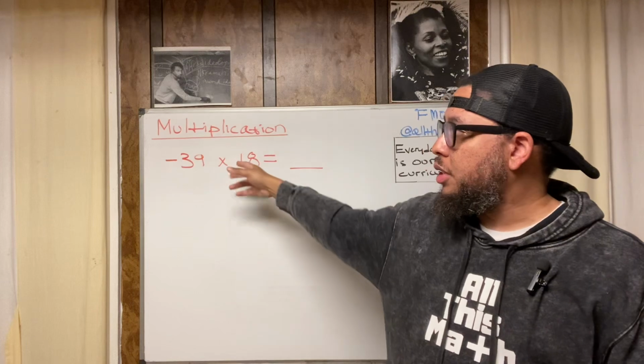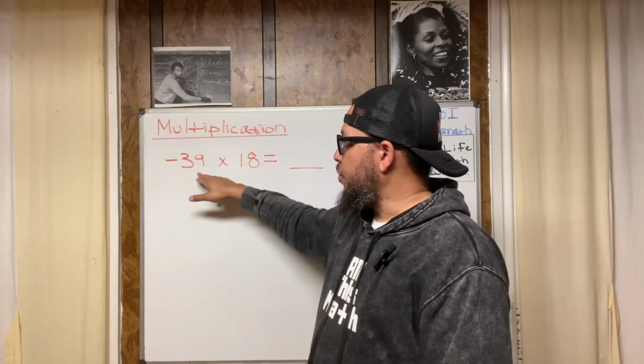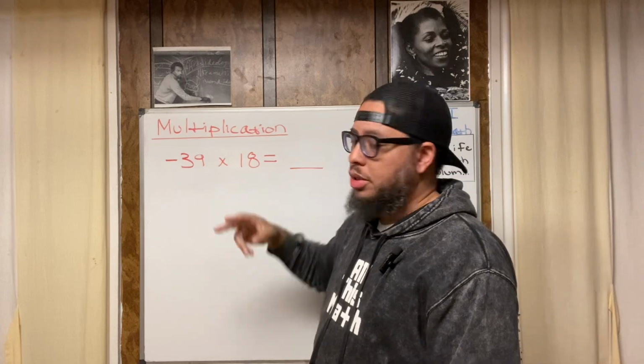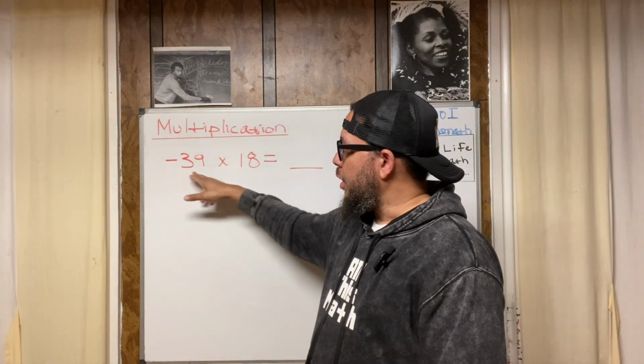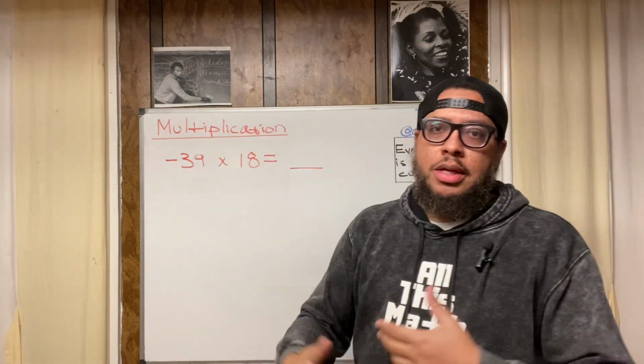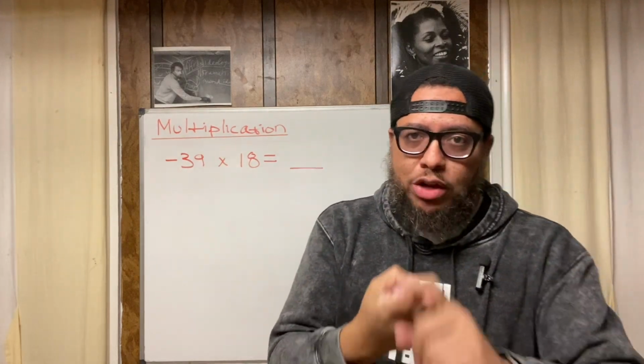What are we gonna get into today? You see behind me, there's a multiplication problem: negative 39 times 18. So this is a 2-digit by 2-digit multiplication problem, right? Negative 39 times 18.